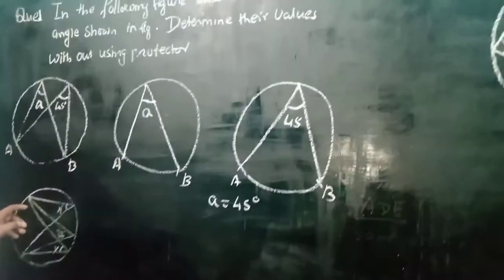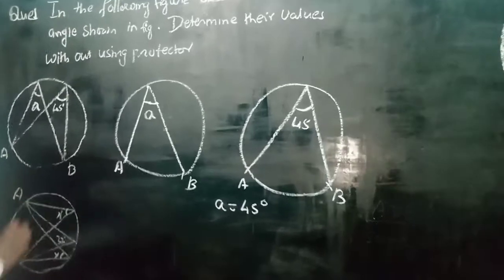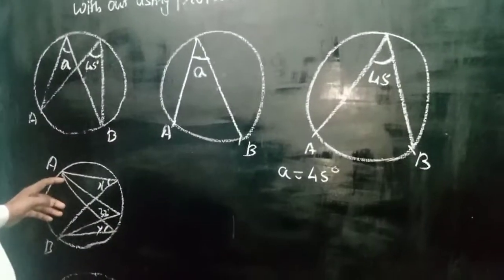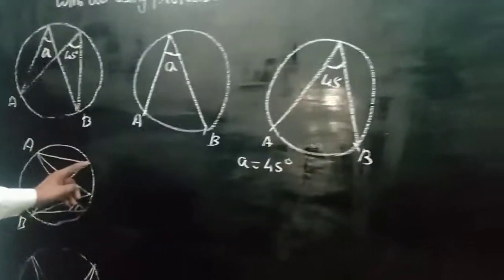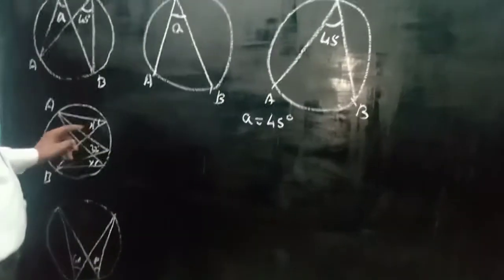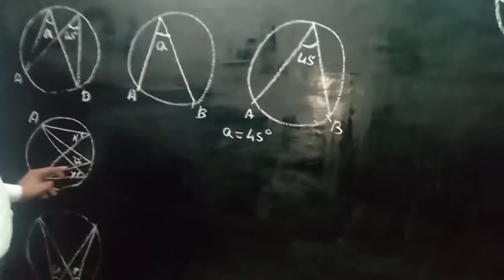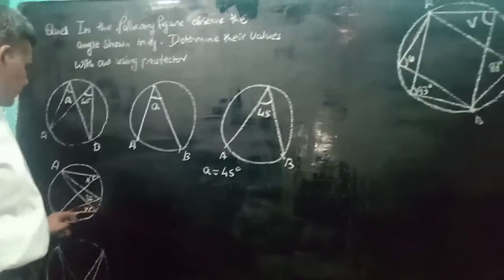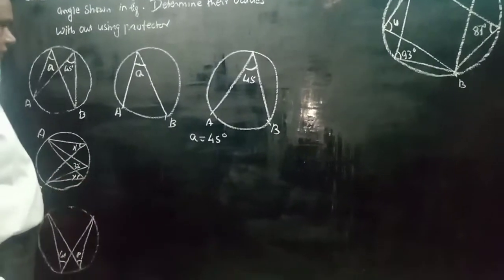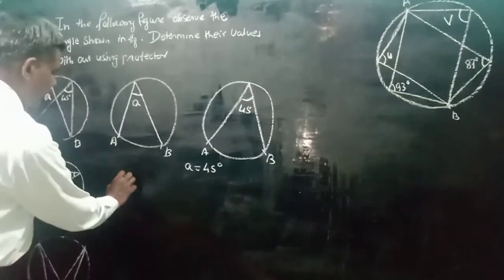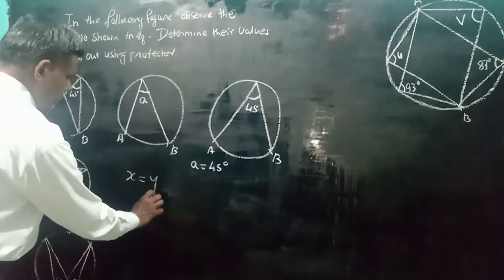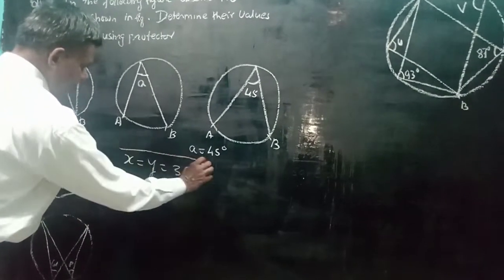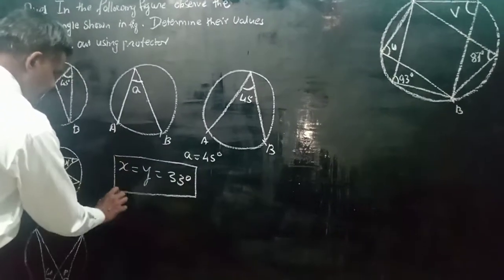Another question of the same type, in which A and B are 2 points and the angle subtended by this arc is equal to x. The angle subtended by the same arc is equal to 33 degrees. The angle subtended by the same arc at another point is equal to y degrees. All three angles are on the same arc. Therefore x is equal to y is equal to 33 degrees. This is the answer of this question.